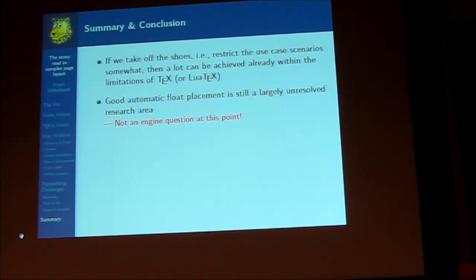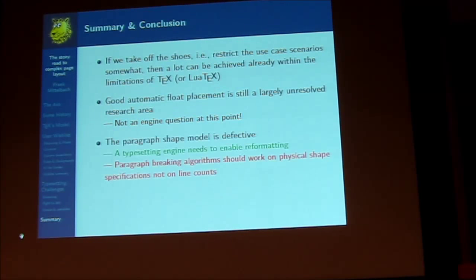Second one is automatic float placement, actually not resolved. It's a research area which hasn't got enough attention if you want to do complex layout. There are not really good solutions for it, none, or any. It's not an engine question. Then, what I was talking about several times, the paragraph shape model is defective. And this is really an issue with TeX and any of its successors, extensions, LuaTeX, whatever.